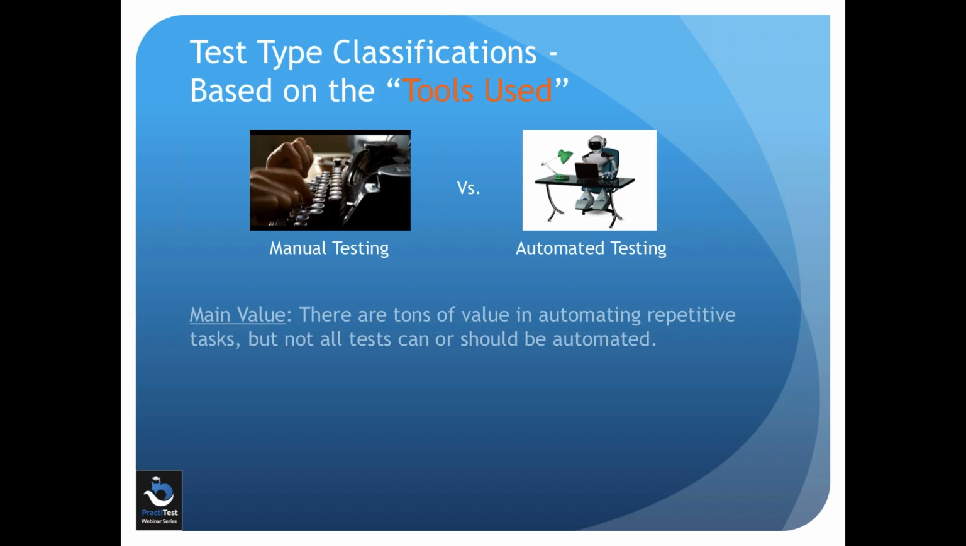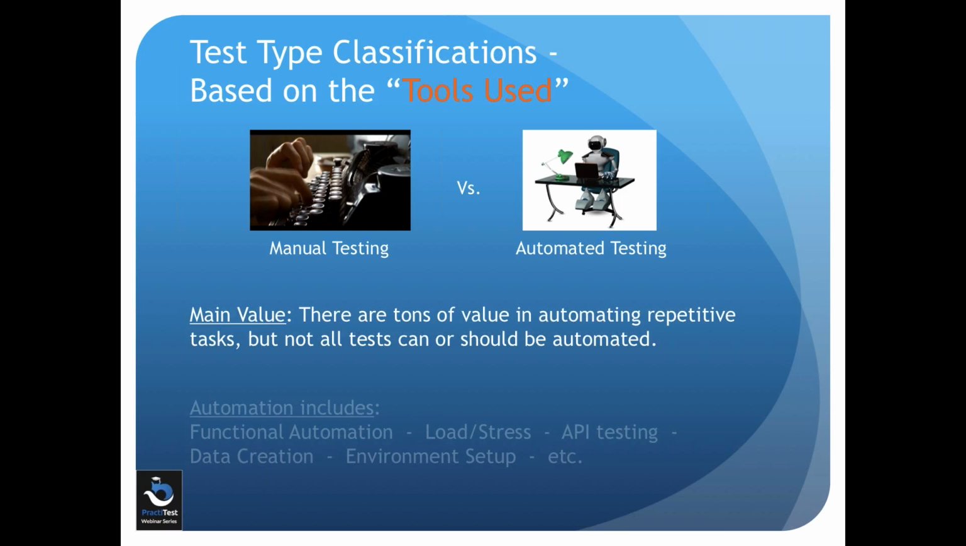Now, the next type of testing is based on the tools we used. Okay, and here we're talking about the classification between manual testing and test automation or automated testing. Now, it's important to understand, there's not only one type of manual testing versus automated testing, there's plenty of those. And it's also very important to understand that even though there is tons of value in automating, not every test that you're going to be testing should or will be automated, okay?